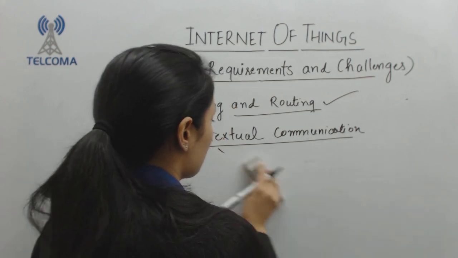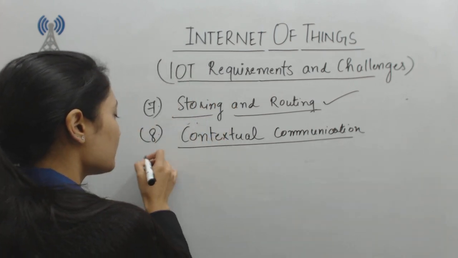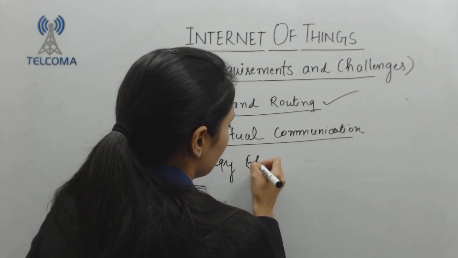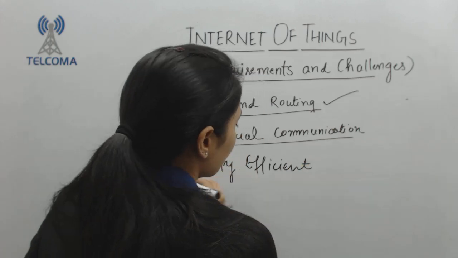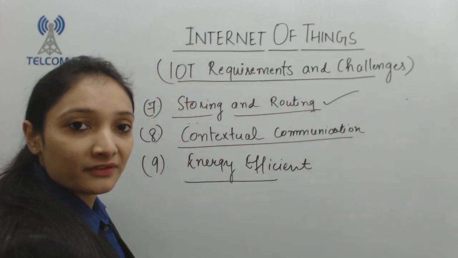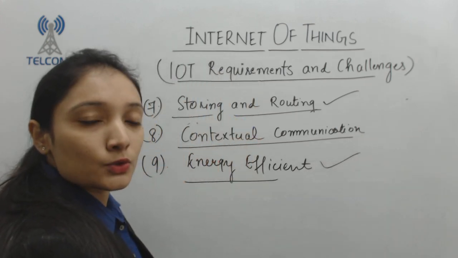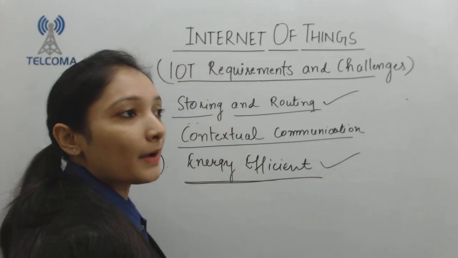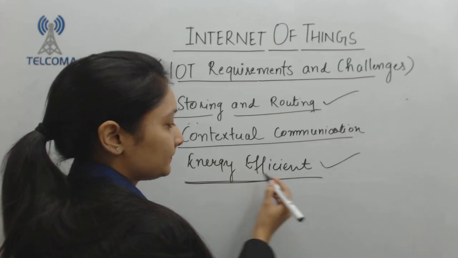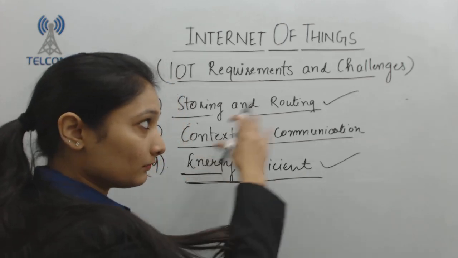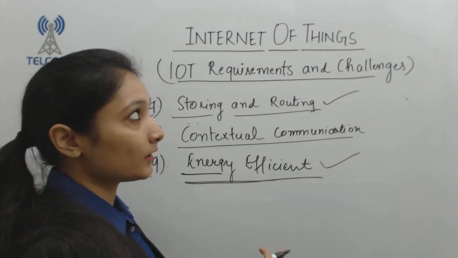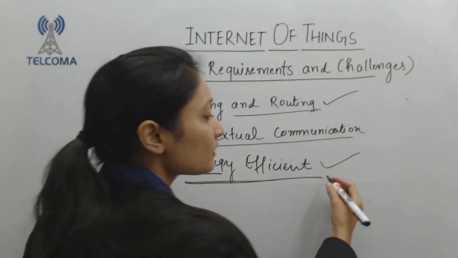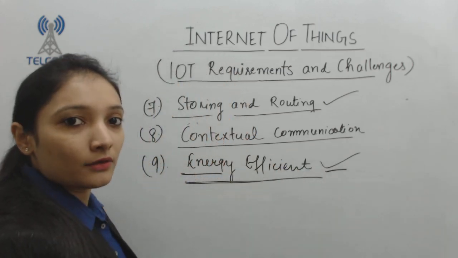After contextual communication, the system here should be energy efficient. So this depends here on the previous requirements of IoT. If they are met, energy efficiency is also required here, because we require that the devices which we're using here should have low battery consumption and low manpower, because the devices being used in your Internet of Things are supposed to work without human intervention. So this is a requirement for your Internet of Things.